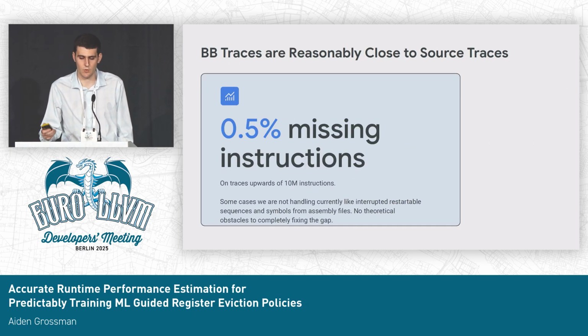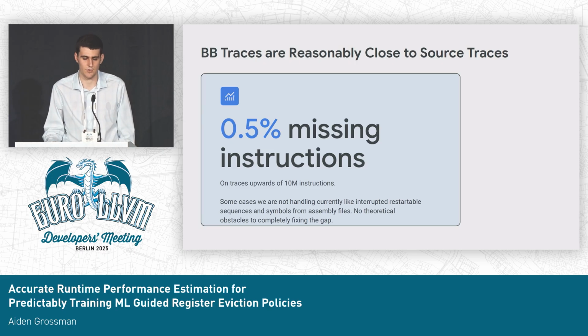So we did run some tests where we're essentially looking at how closely we can reconstitute the instruction stream from a basic block trace. So we're getting about 0.5% missing instructions, and those are mostly from things like symbols that are defined in assembly files rather than in the compiler, which don't end up with basic block IDs or anything.